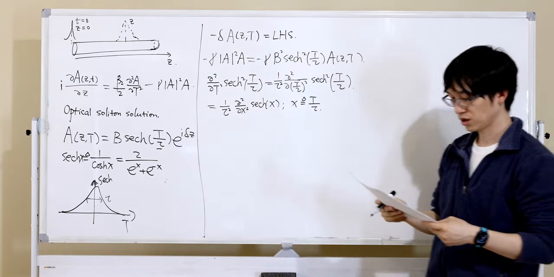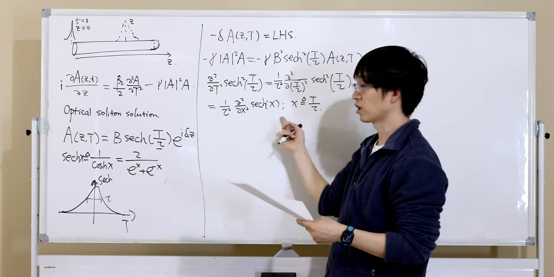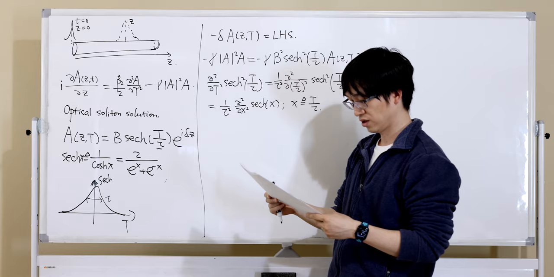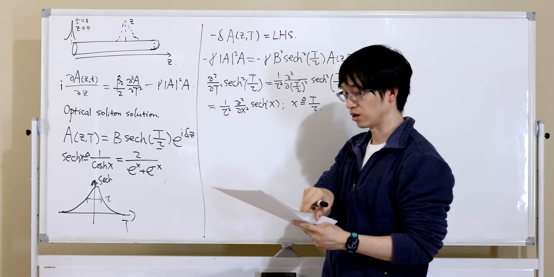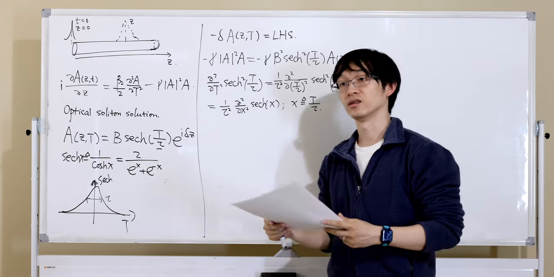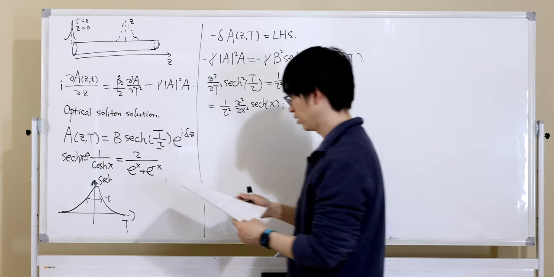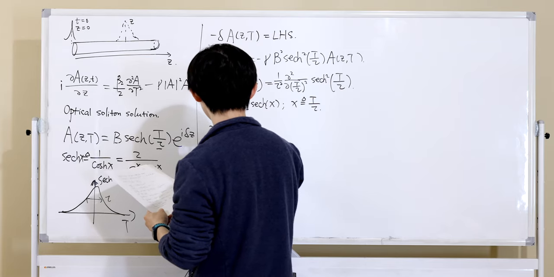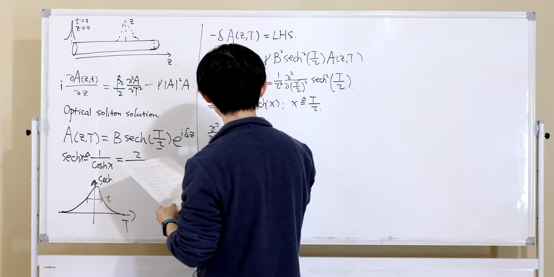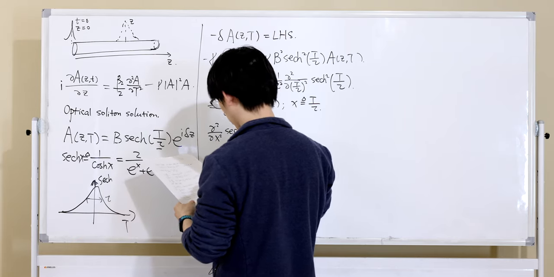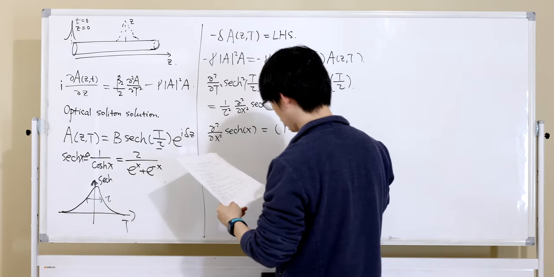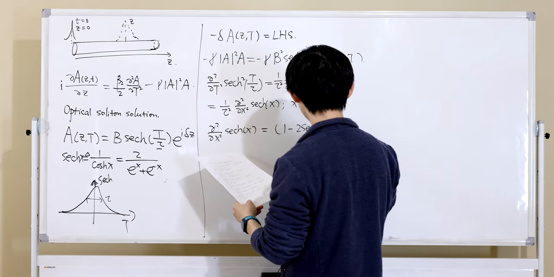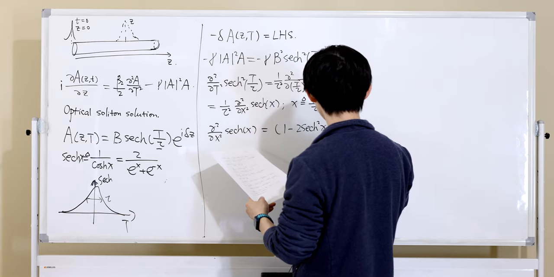Then you can check the math table, and I'm not going to repeat the steps here. You can find it on page 35 of the notes, that the partial x squared of sec x equals 1 over 2 sec squared x sec x.